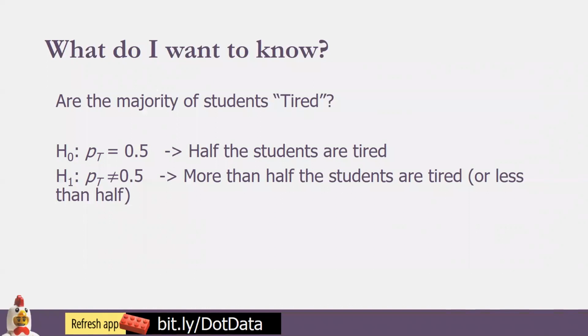This data was collected back when students were turning up to lectures, and some of the students would have been in my 8 AM lecture. So I'm thinking there's going to be a lot of tired people. How do I write my hypotheses when I want to know, are the majority of students tired? My null is that it's 50-50, 50% tired, 50% not tired. And my alternative is that it's not 50-50.